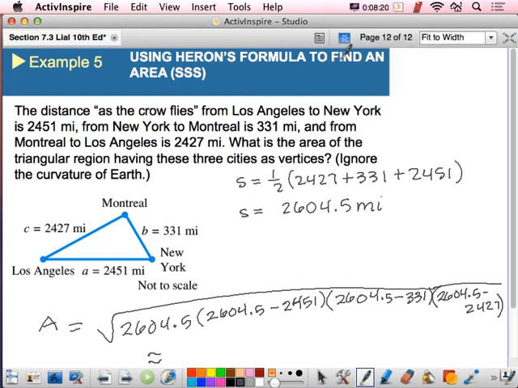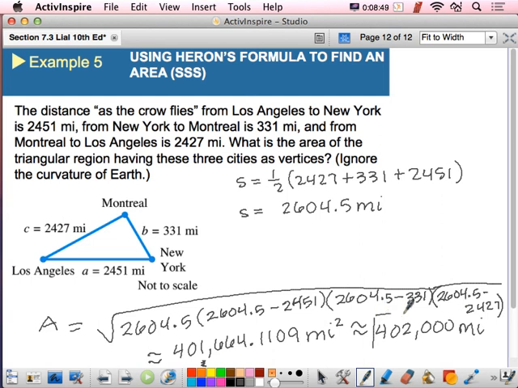So here's what it looks like we got. We got 401,664.1109, and that's going to be square miles, you guys. And we will round that to 3 significant digits, so we'll round it to this guy right here. So that would really be approximately 402,000 square miles of area. And that is how you find the area of a triangle if all you know are the 3 sides.